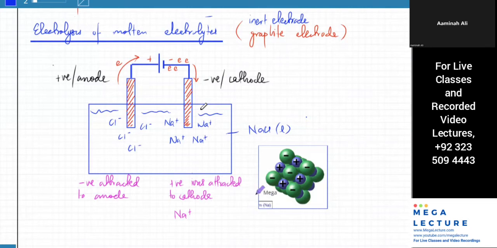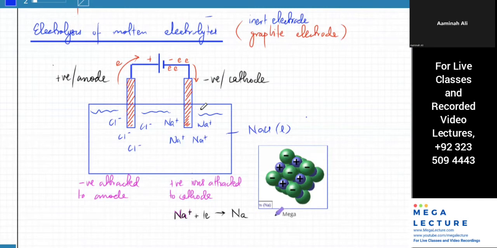So this Na+1 over here will end up gaining electrons, and it needs one electron, right? So it's going to gain one electron and it will form Na. Is that clear? Yes sir. So molten sodium, instead of sodium ions, you now have sodium.